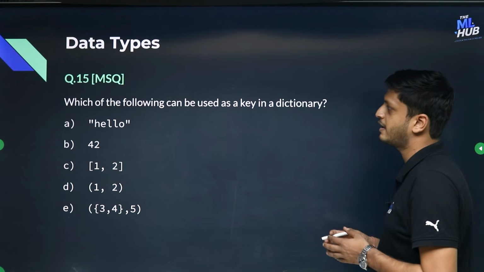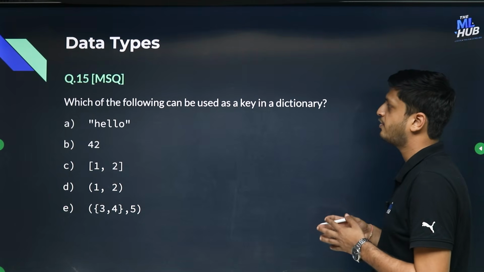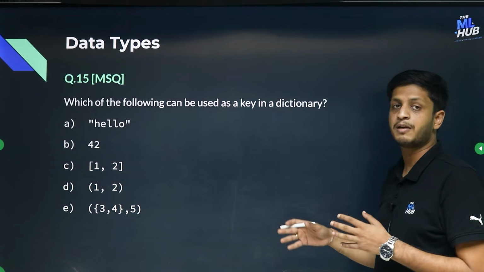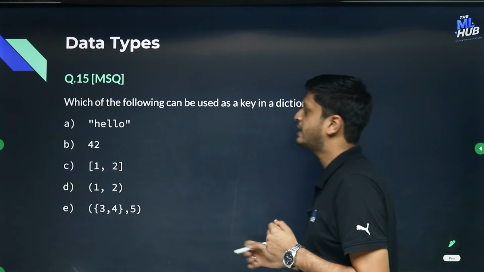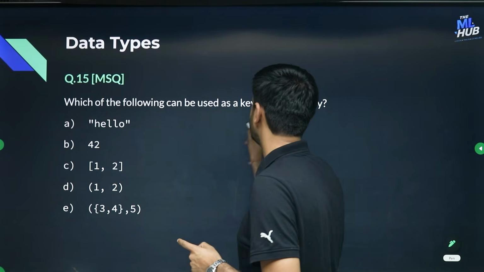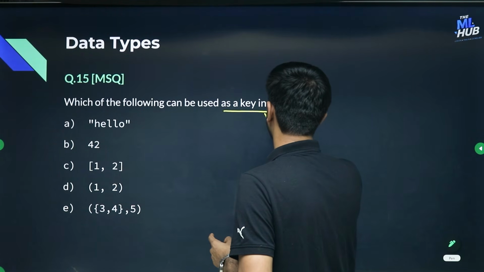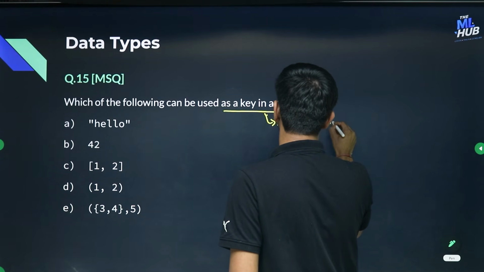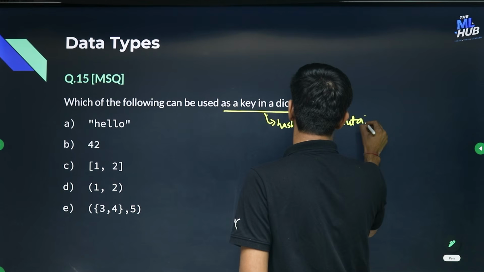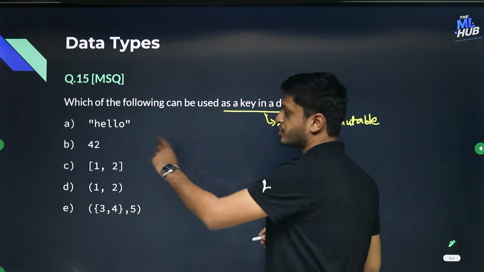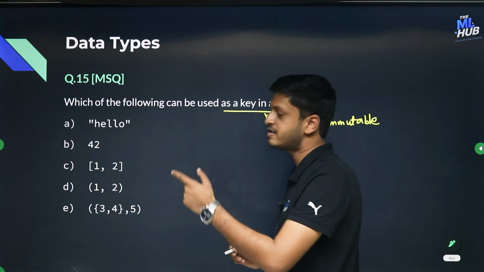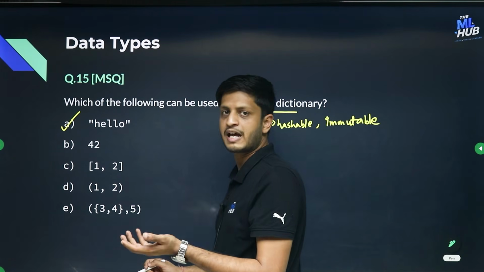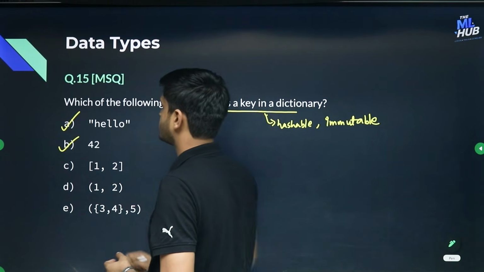Now let's see the next question. Again, multiple select type question. Which of the following can be used as a key in a dictionary? We know that only hashable types can be used as a key in a dictionary. They must be immutable. And hence a string is immutable. A string can be hashed and can be used as a key. Then we have integer. Integer can be hashed and can be used as a key in a dictionary.